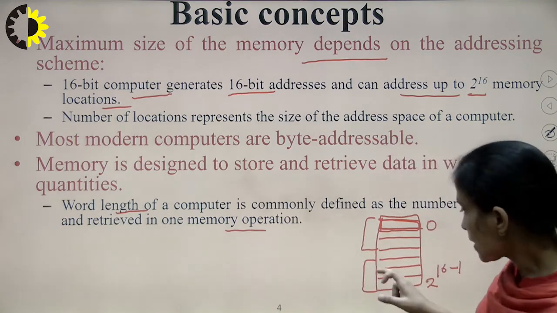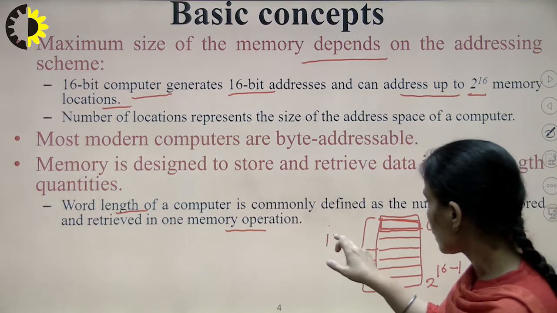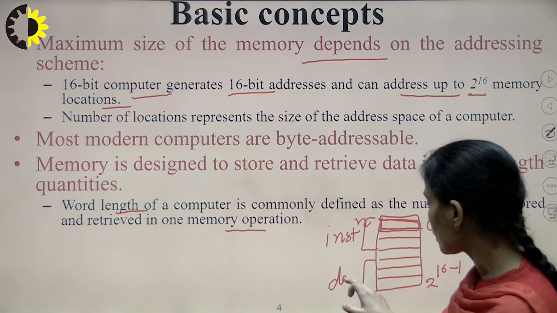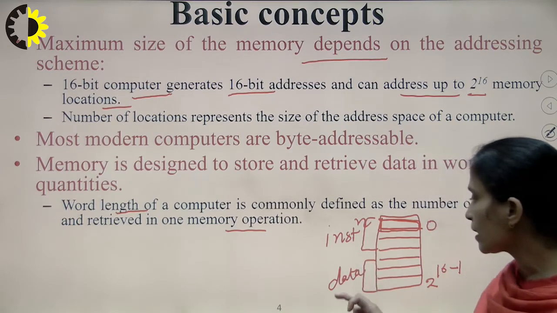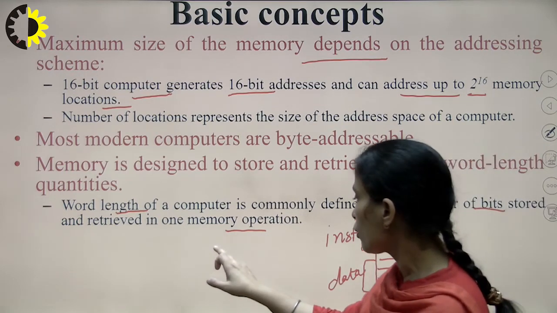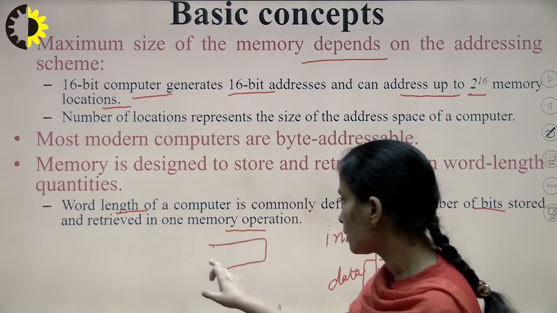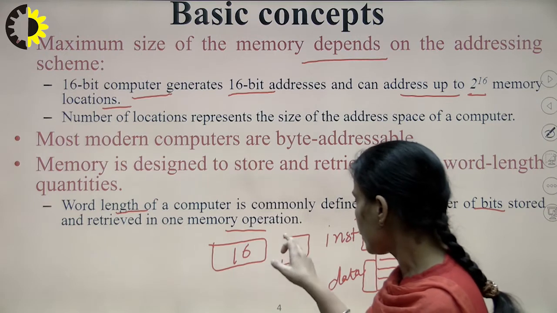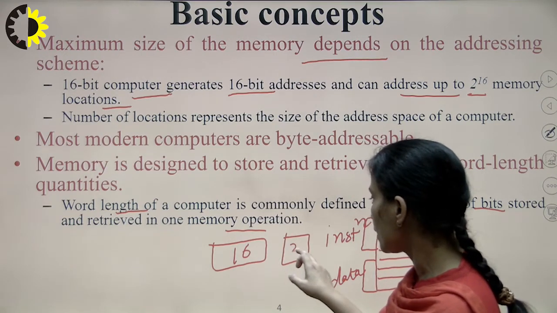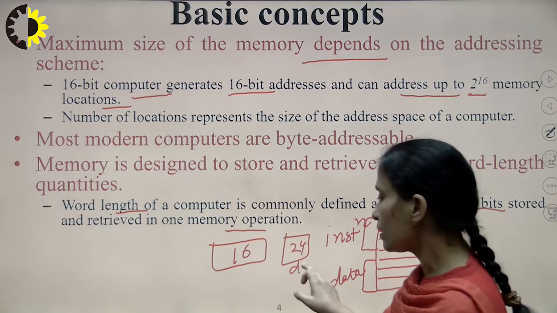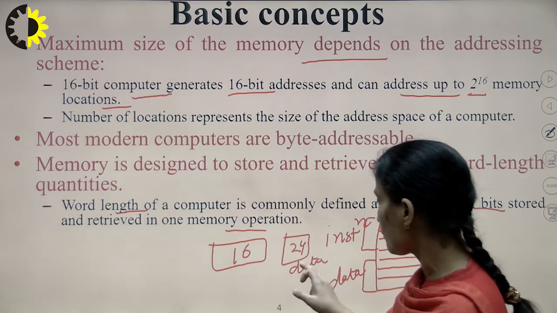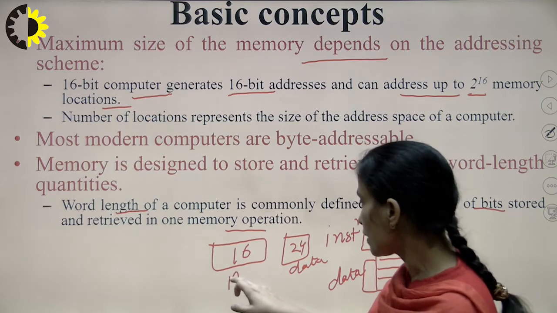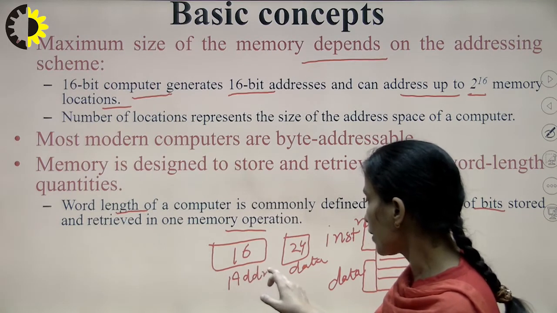As I said, here I am storing, suppose, the instructions and here I am storing, suppose, the data. It might be the case that the number of bits in my address can be 16 and can be different from the bits that I am storing in the data. In the data there can be 24, 16, or 32 bits, and in the address part it will be different.